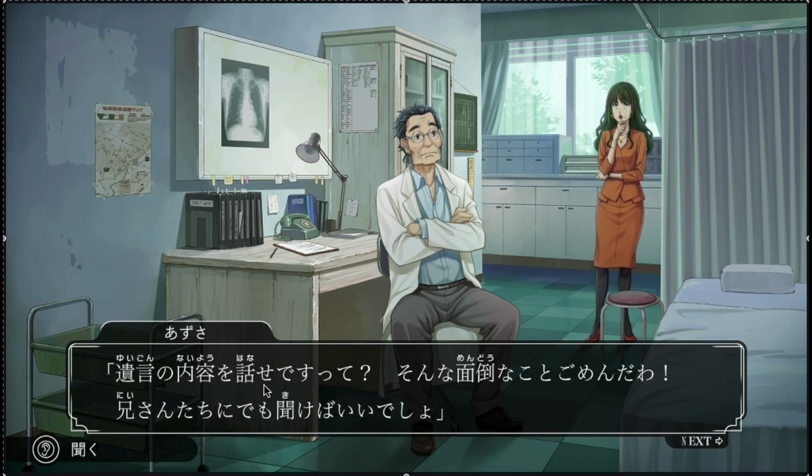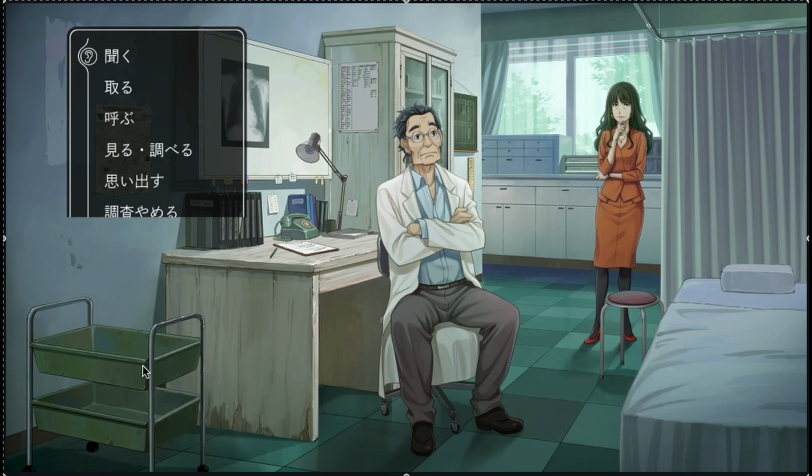遺言の内容を話せですって？そんな面倒なことごめんだわ。兄さんたちにでも聞けばいいでしょ？ Okay, so she's saying you want to talk about the contents of the will, and then that it's kind of like boring, tedious. Mendou is like tedious. Something she doesn't want to do, so she's just saying like, please excuse me from talking about something so tedious. Niisan-tachi, so talk to my brothers. If you talk to my brothers, that would be better, sort of thing. Okay.